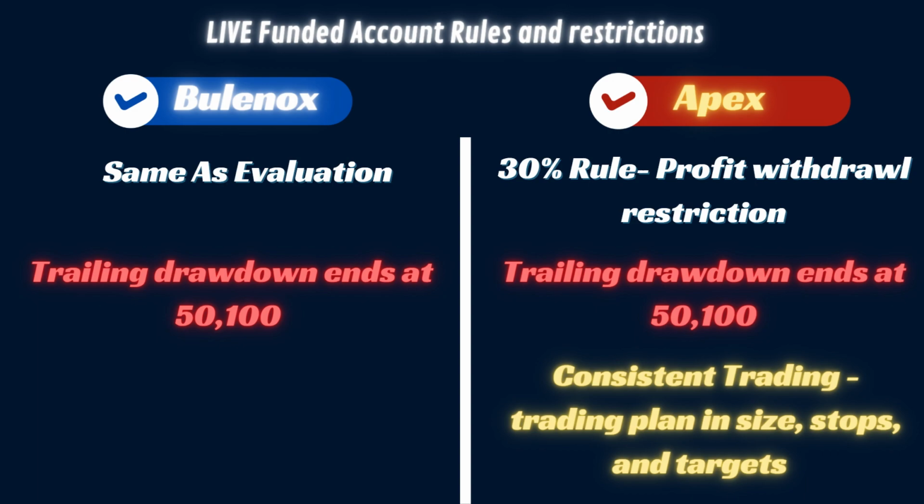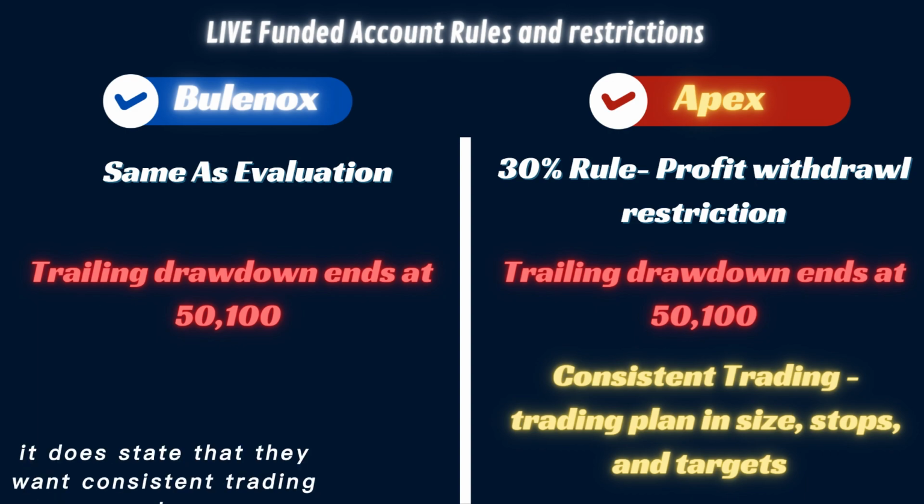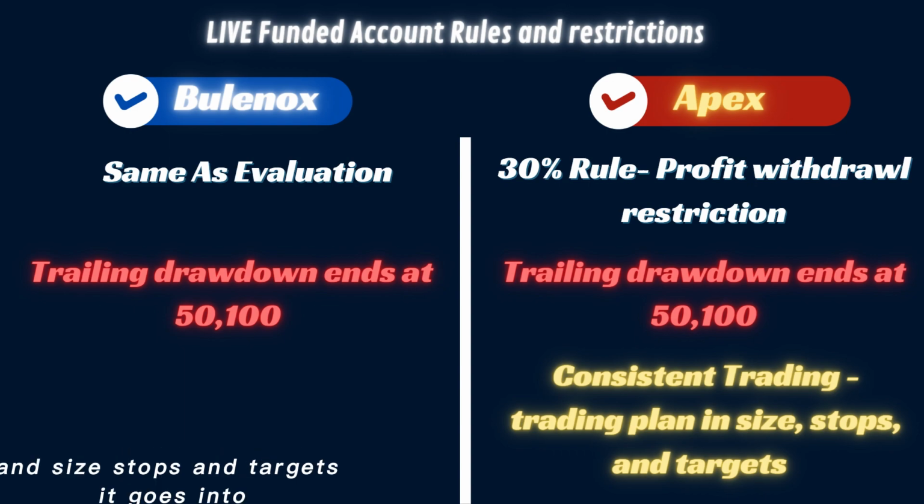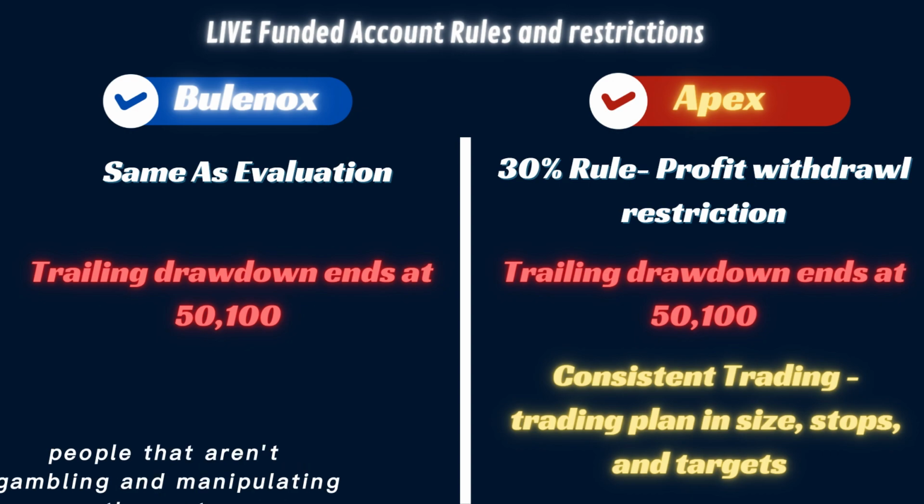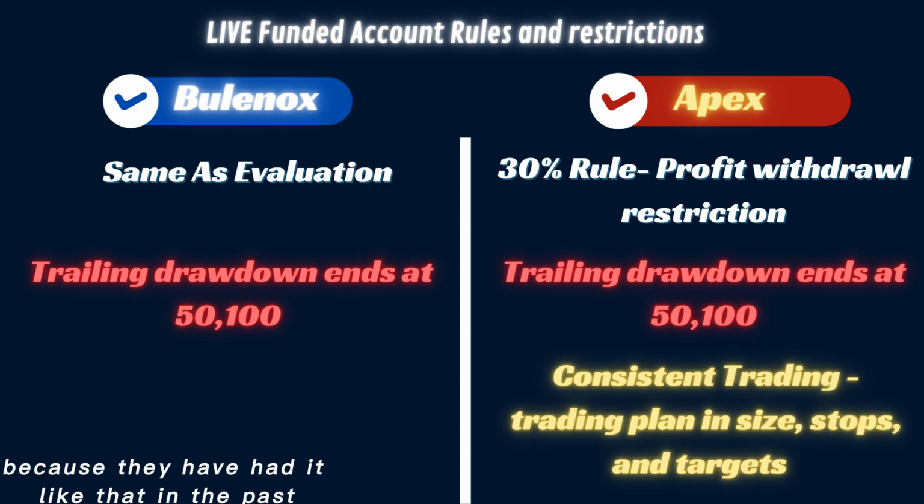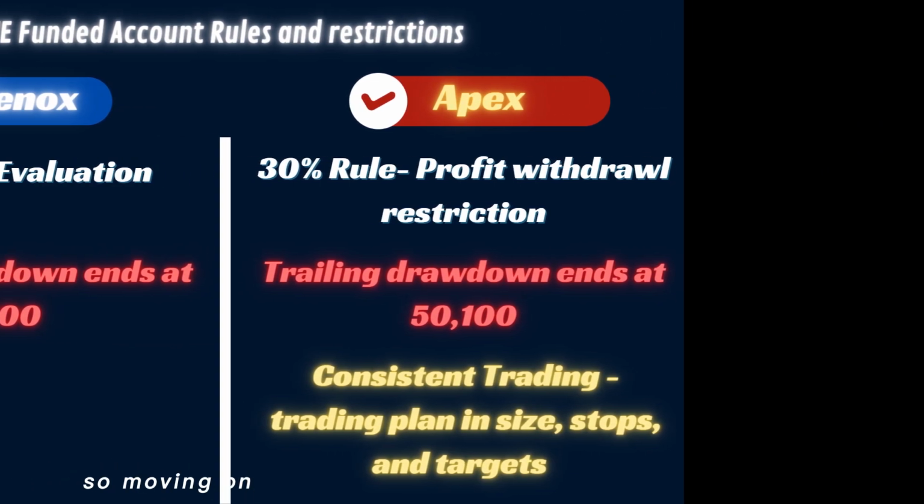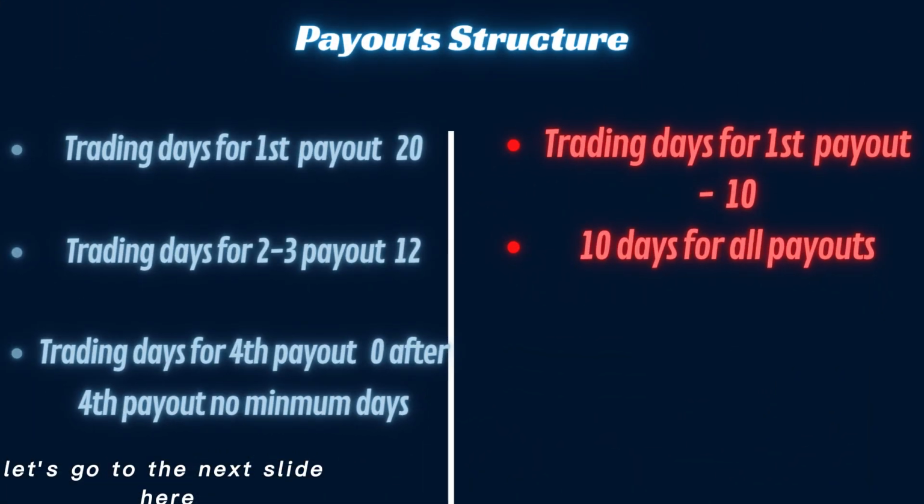So this is something new as well that Apex has dropped. If you look in the FAQ section on their website, it does state that they want a consistent trading plan in size, stops, and targets. It goes into they're looking for more stable, consistent traders, people that aren't gambling and manipulating the system. Because they have had it like that in the past. They've had people coming on Facebook saying that they're not paying out and all this. But I think that's why they implemented these rules, so they don't have to deal with that kind of stuff anymore. So alright, moving on. Let's go to the next slide here.